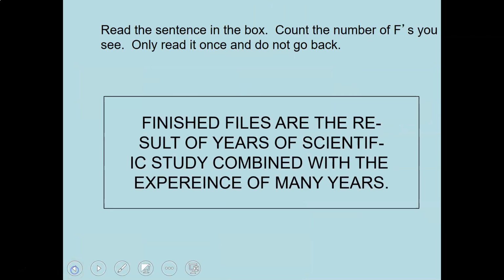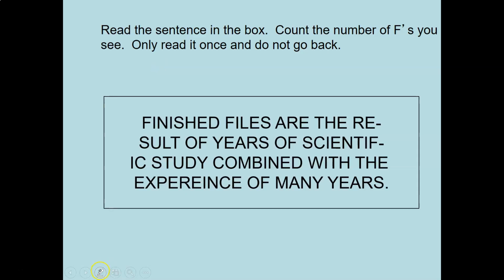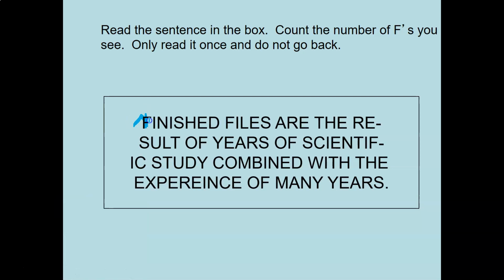So I'm going to go back through this and I'm going to say, okay, what's there? All right. Back on highlighter. So here's one F, two F's. Most people get those because of this beginning of a word, but here you come to of. So it's three F's. Oh, here's another of, four F's. Scientific in the middle of the word, so sometimes people skip that. Study combined with the experience of many years.